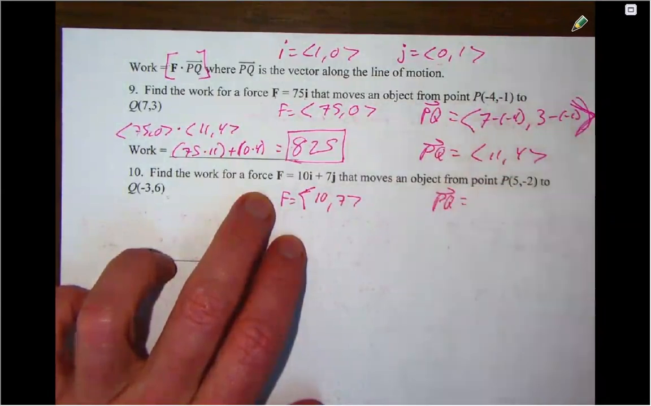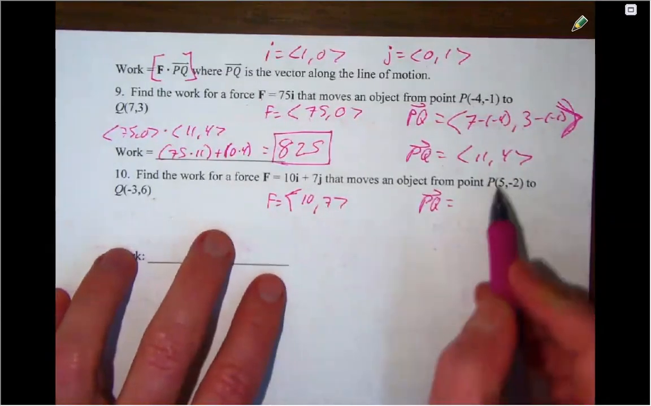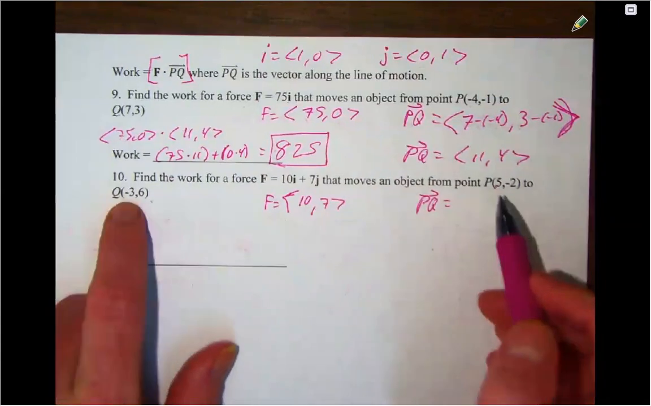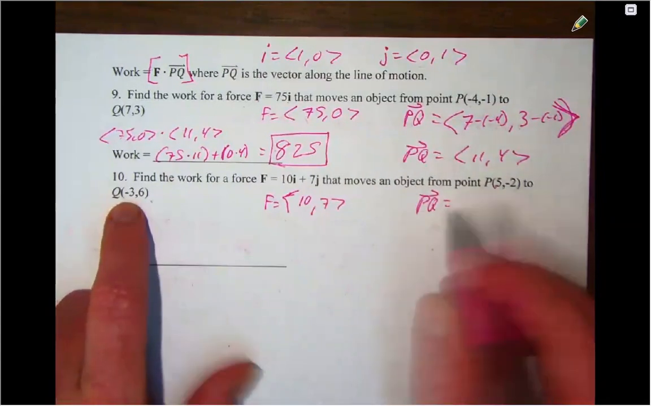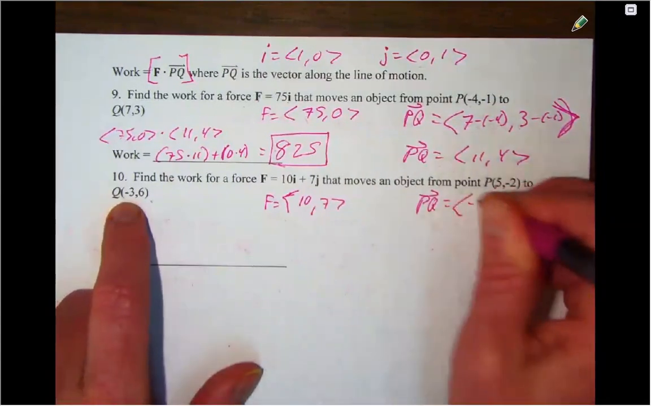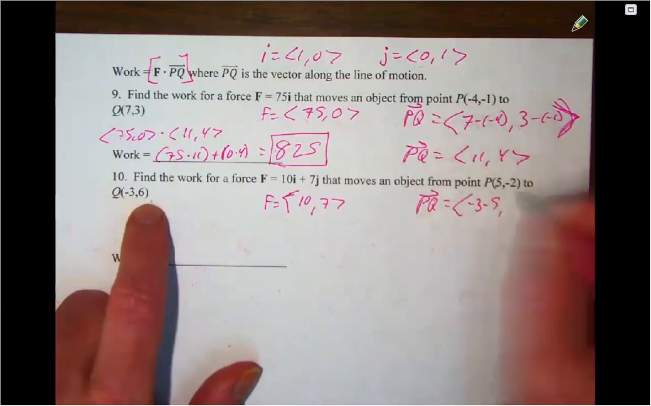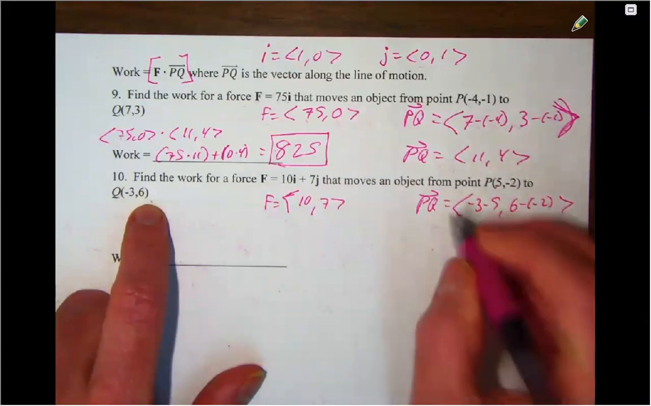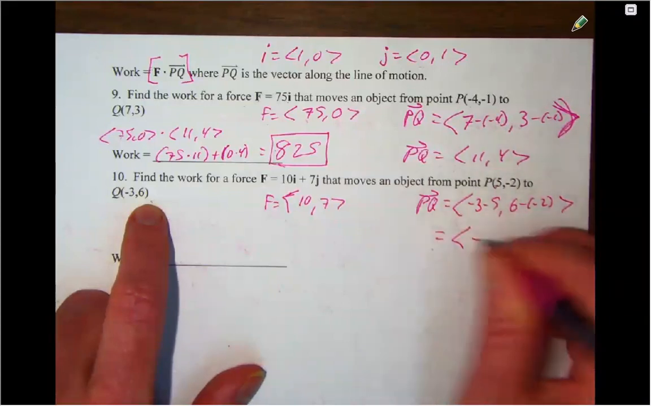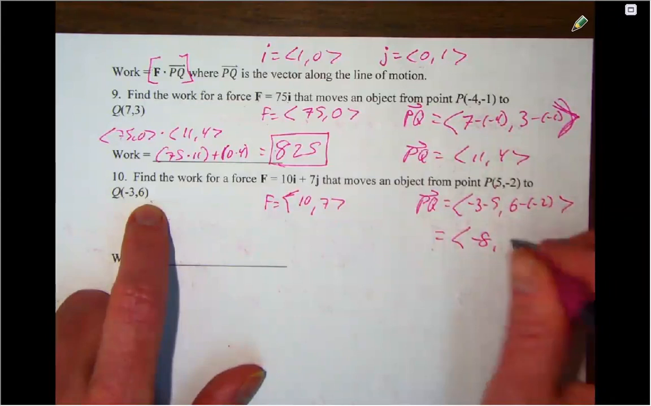We have to find our motion vector. So again, from P to Q, it's end minus start. So -3 minus 5, and 6 minus -2, which is -8 and +8.